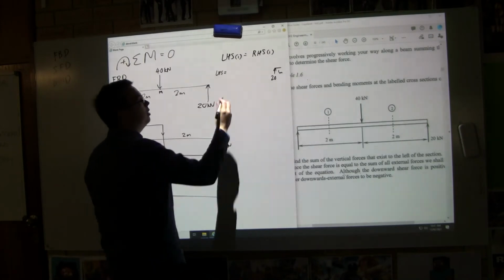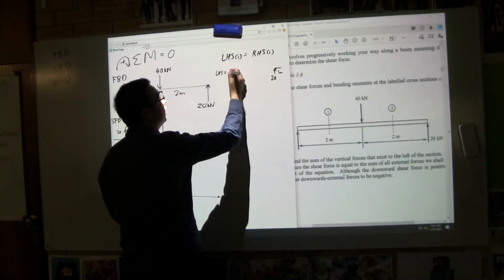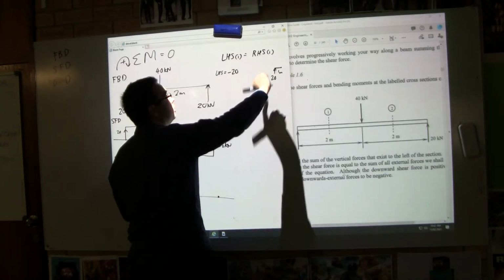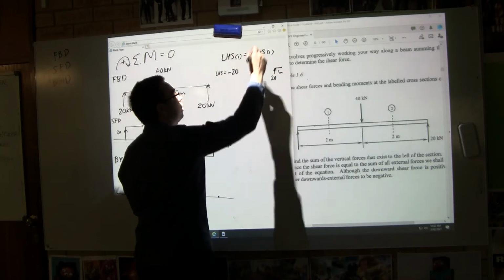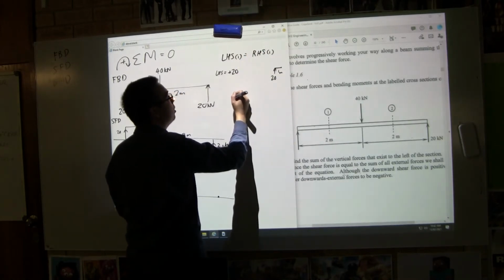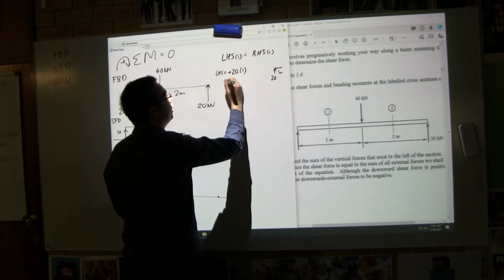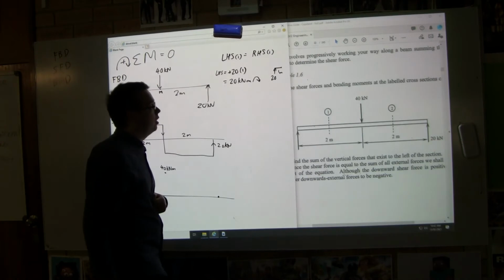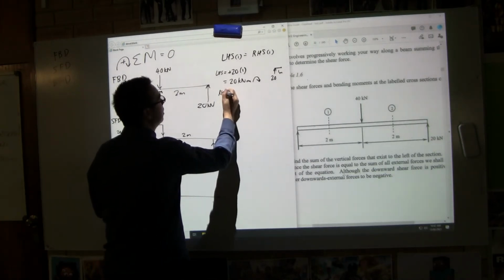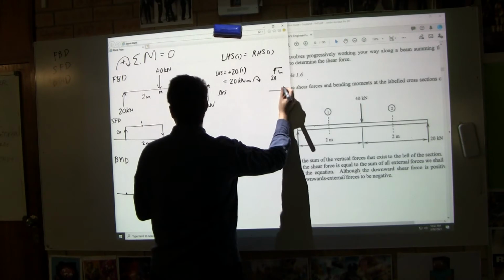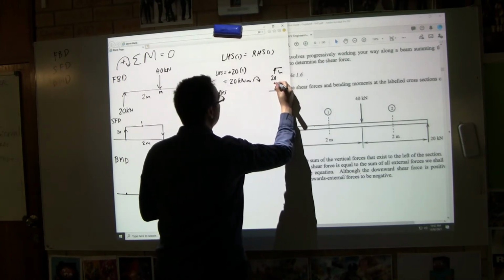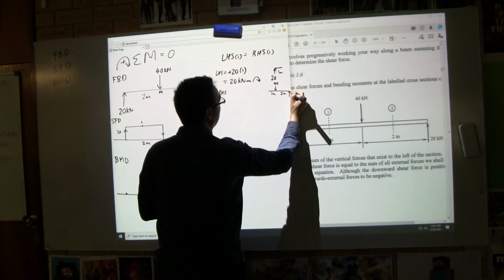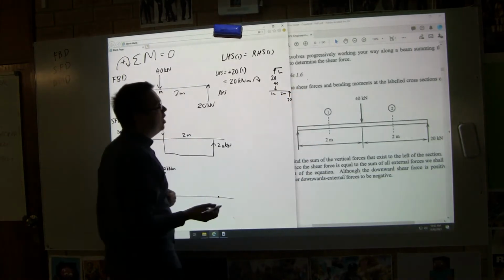What is that force going to be? Is it going clockwise or anti-clockwise? Let's start there. Relative to our location 1, is it going clockwise or anti-clockwise? Clockwise. And how many meters away is it from our location? 1. So our answer is 20 kilonewton meters clockwise. Okay, if we look at the right-hand side, let's draw that diagram. It's a bit more complicated. So we've got 40 kilonewton, 1 meter away, and then another 2 meters away we've got our reaction of 20 kilonewton. Let's have a look at that.